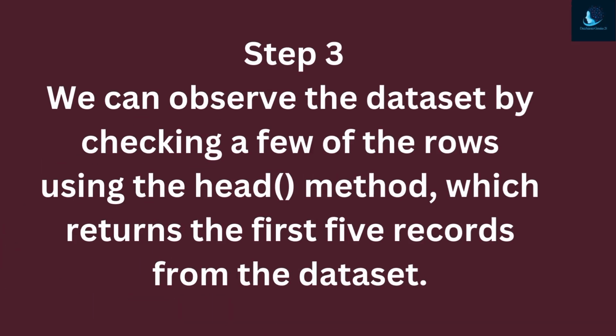And then we will discuss step 3. We can observe the dataset by checking a few of the rows using the head() method, which returns the first 5 records from the dataset. Exploratory data analysis is an essential phase in the data science project. It lays the foundation of subsequent data modeling and hypothesis testing by providing a thorough understanding of the data.